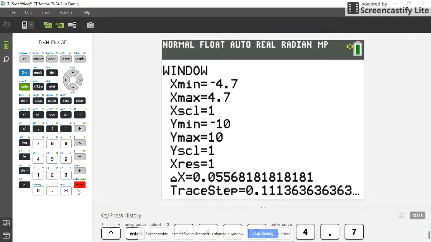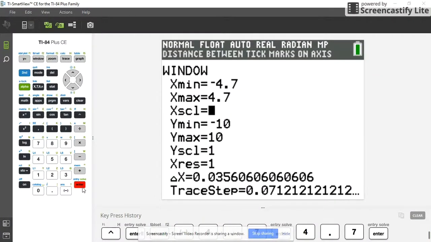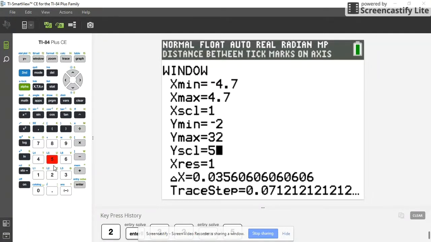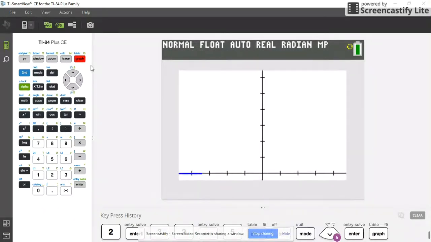And my x scale, which is how often we put a tick mark, we'll just leave that as 1. And then the y-min is going to be negative 2, and the y-max is going to be 32. And we're going to put a tick mark every 5 units. And now when I take a look at the graph, I'm going to hit the graph button right up here. And here's the graph of 2 to the x. And here comes the graph of the derivative of 2 to the x.